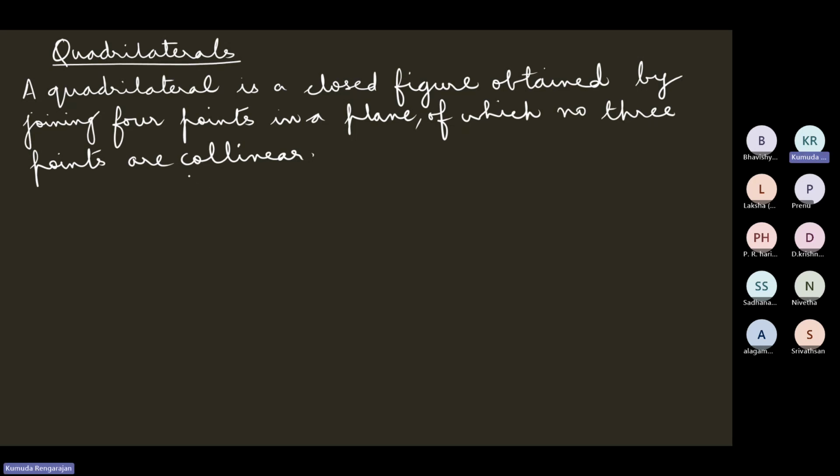A quadrilateral is a closed figure obtained by joining 4 points in a plane of which no 3 points are collinear. So consider these 4 points in a plane. Now, all these 4 points can be connected by the same straight line. So though we have 4 points in the plane, the points are collinear. So no quadrilateral is obtained.